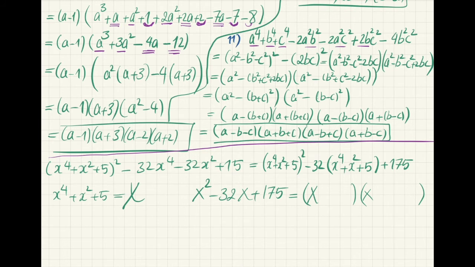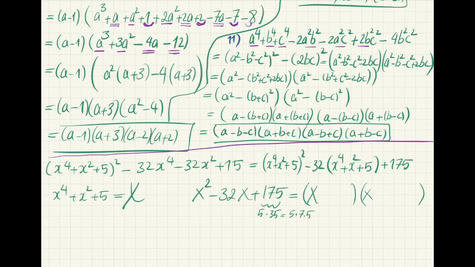Then I will ask myself, I need two numbers whose sum is negative 32 and the product is 175. So the numbers are big, so I would do it like this. I immediately realize that 175 is divisible by 5, so I divide it by 5. It becomes 35, yes? So it is 5 times 35. And then this is 5 times 7 times 5.